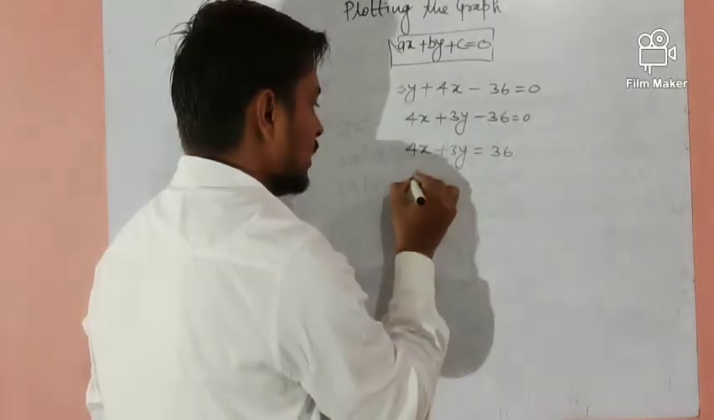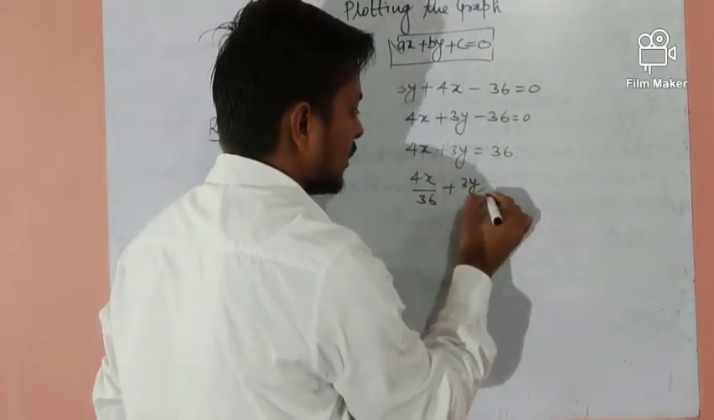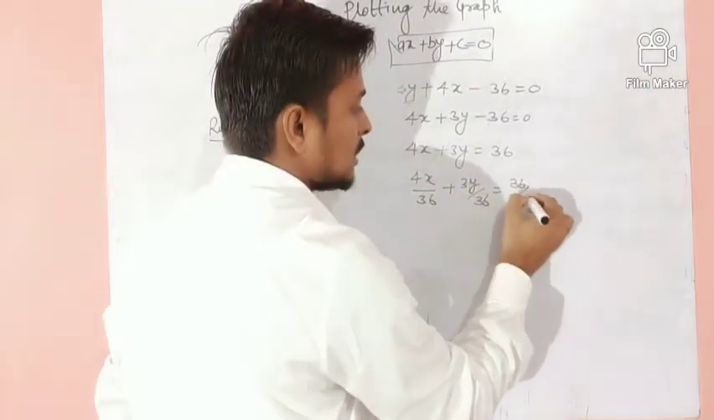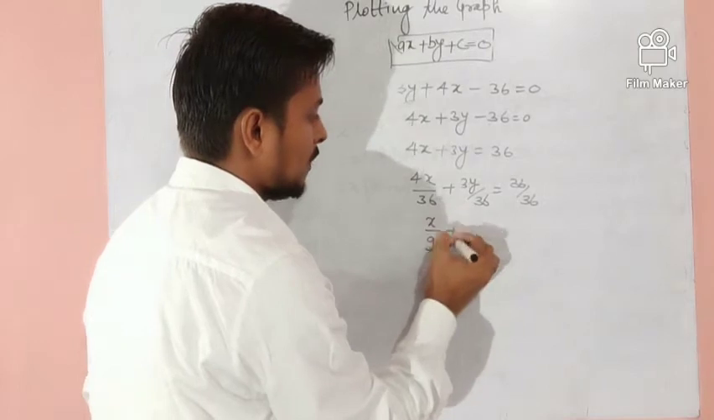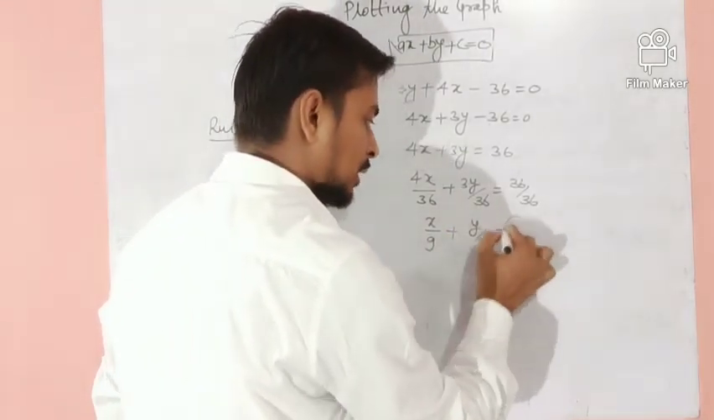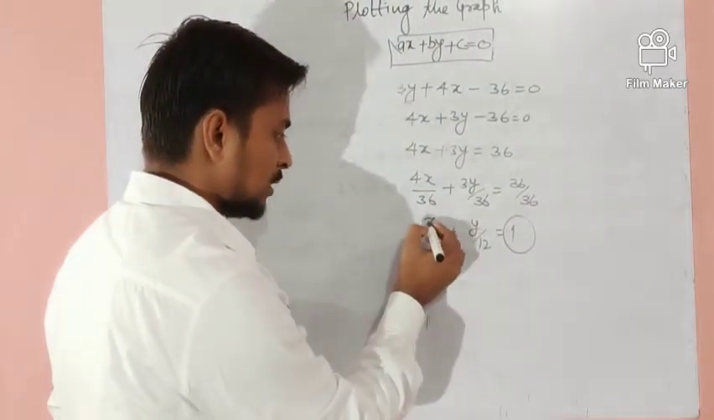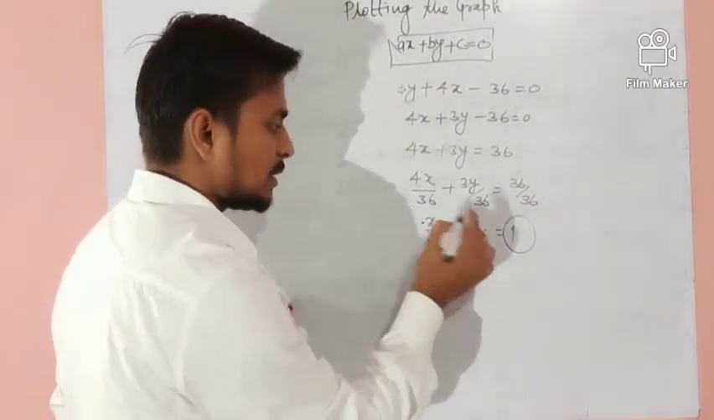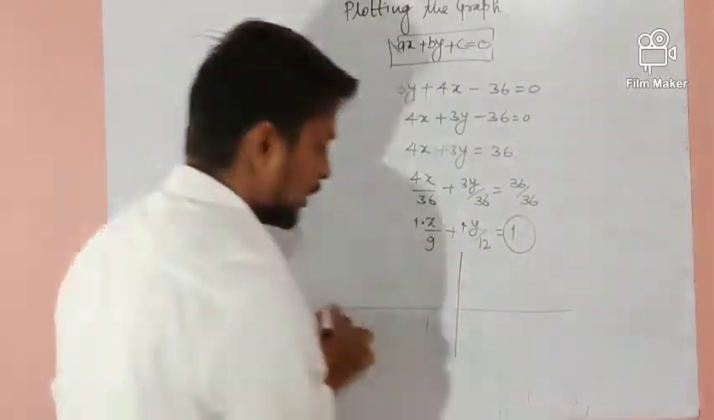Now divide by 36: 4x upon 36 plus 3y upon 36 is equal to 36 upon 36. This is x upon 9, this is y upon 12, is equal to 1. Important thing is what? The right hand side should be equal to 1 and the coefficient of x and y should be 1.